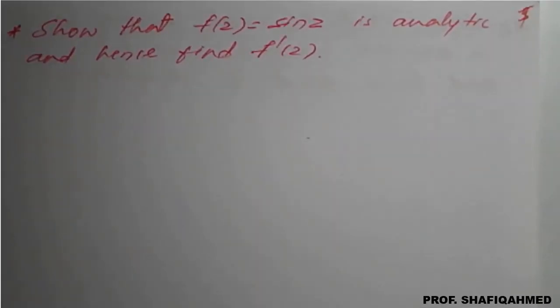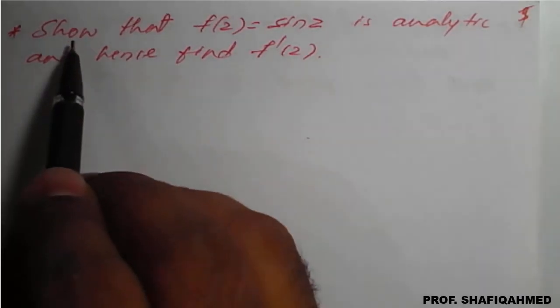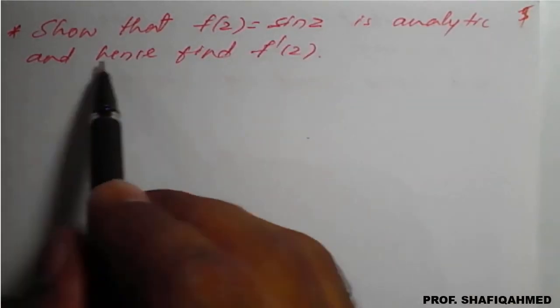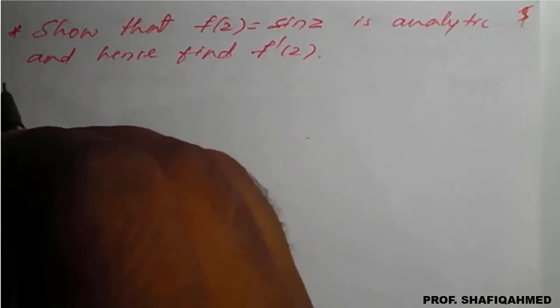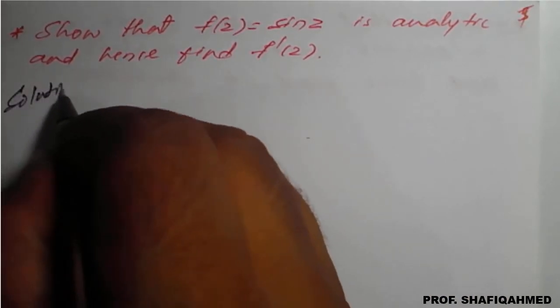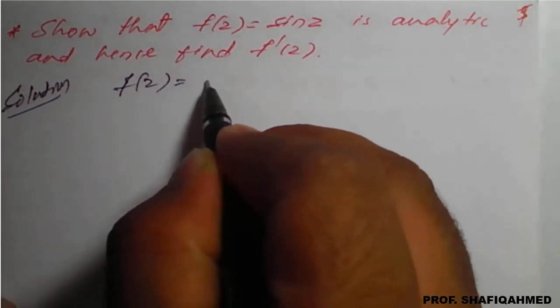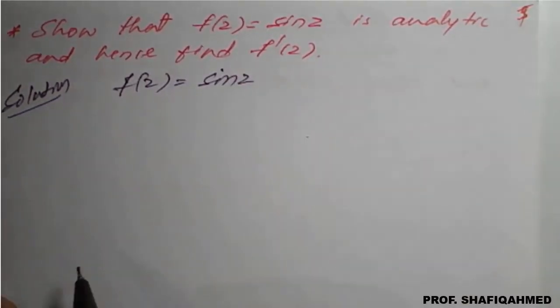Hello everyone. In this lecture we'll see a problem based on analytic function and its derivative under this complex function. The problem is: show that f of z is equal to sin z is analytic and hence find f dash of z. Solution. The given function is f of z equal to sin of z.